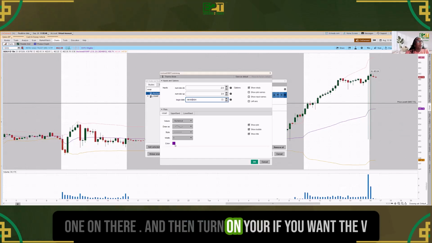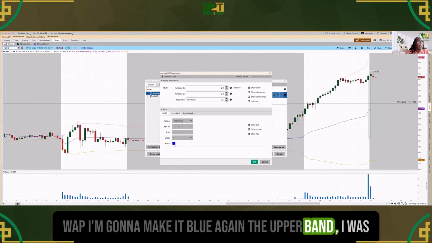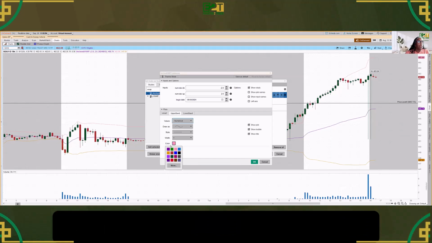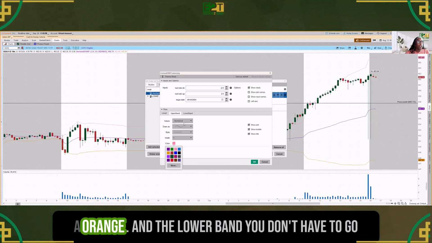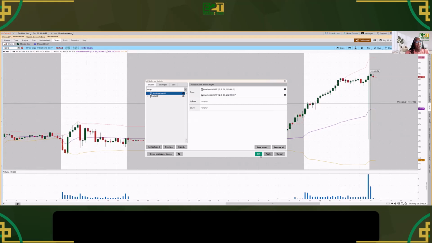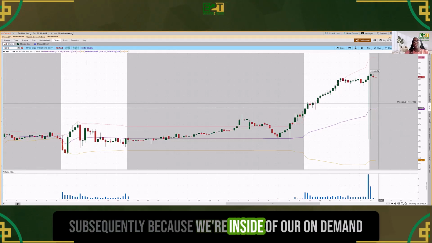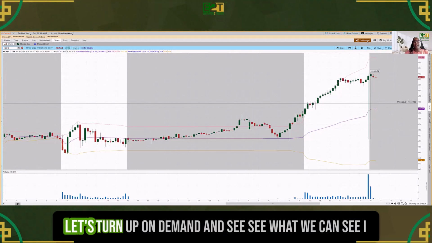And then turn on the VWAP. I'm going to make it blue again. The upper band, I was making orange. And the lower band, you don't have to go with the colors. The colors are totally up to you. Apply. And okay. Now, of course, that's not going to anchor until subsequently because we're inside of our on demand. Let's turn off on demand and see if we can see.